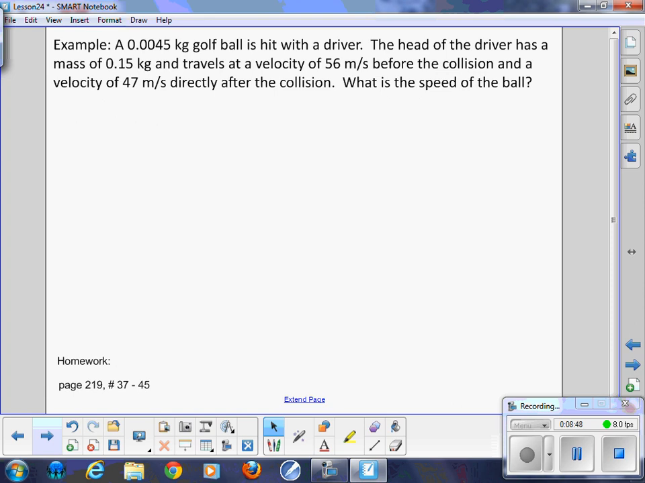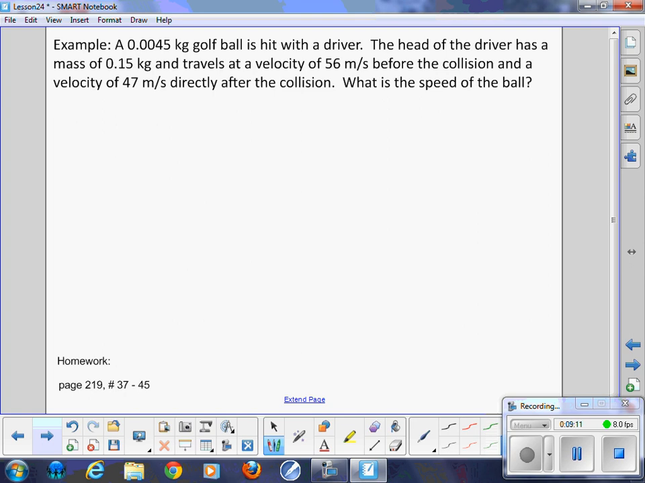Last example, a 0.0045 kilogram golf ball. So this is for the golf players in the room. It is hit with a driver. The head of the driver has a mass of 0.15 kilograms, and travels at a velocity of 56 meters per second before the collision, and a velocity of 47 meters per second after the collision. So there has been an energy transfer between the before and after.